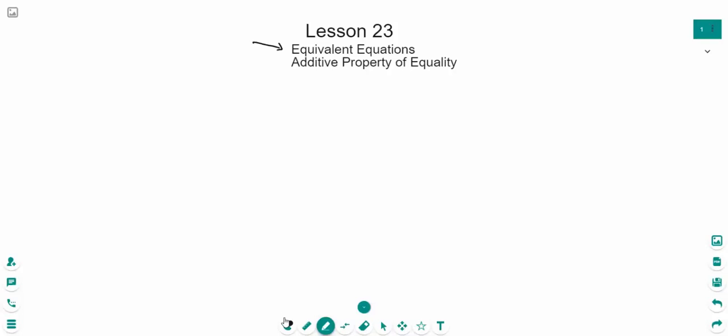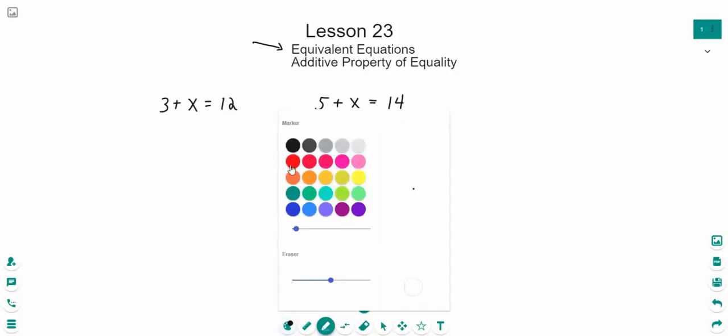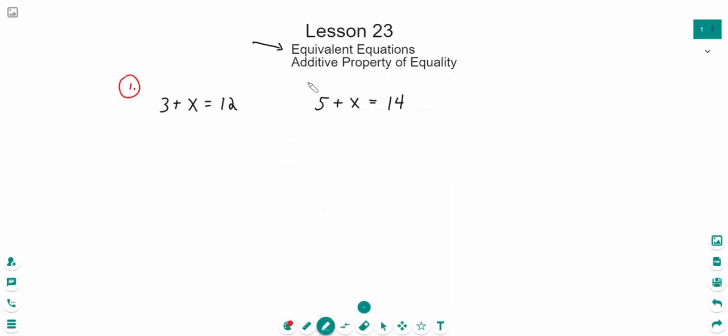So let's talk about some equations here. If I have something that looks like this, 3 plus x equals, I don't know, let's make it 12. All right. And then over here, I have, let's say, 5 plus x is equal to 14. Okay, so I have two equations. We'll label these, just for the fun of it, equation 1 and equation 2.